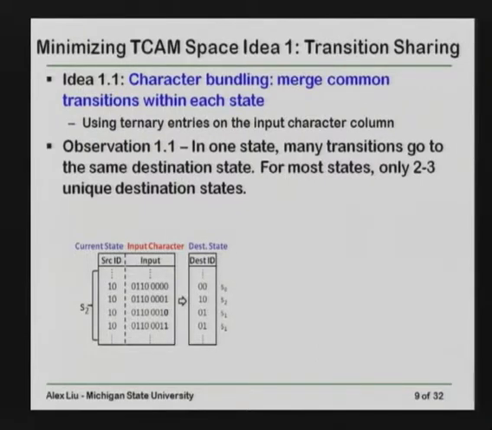The observation is that in one state there are many transitions that go to the same destination state. In our experiments, for most states there are only 2 or 3 unique destination states. First I will use an example to show that this merging is possible. Take a look at these 2 entries. They are both in the same state table, S2. If you look at the input character, they only differ by the last bit: one is 0, another is 1, right? And they go to the same destination state.